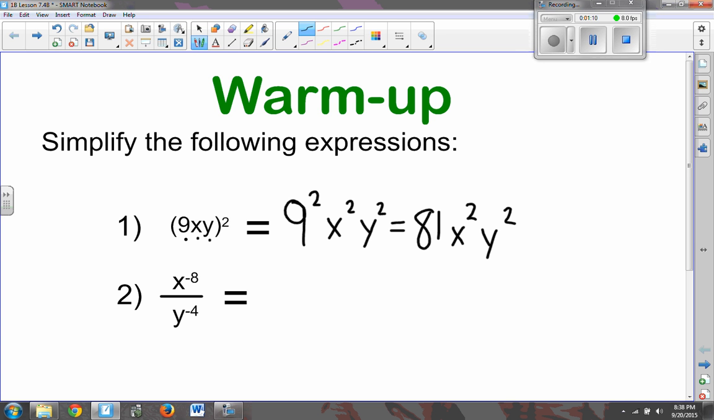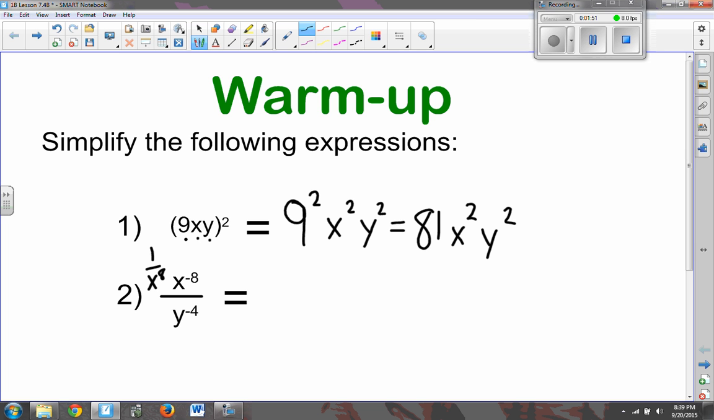Down here, number 2, we see an x on the top and a y on the bottom, both with negative exponents. So please realize that because it's an x on the top and a y on the bottom, we don't get to subtract the exponents like we did in our last video. But what we do get to do is rewrite these with positive exponents. So we should remember that our rule from earlier in chapter 7 says when we have something to a negative exponent in a fraction, to rewrite it as a positive exponent, this becomes 1 over x to the 8th.